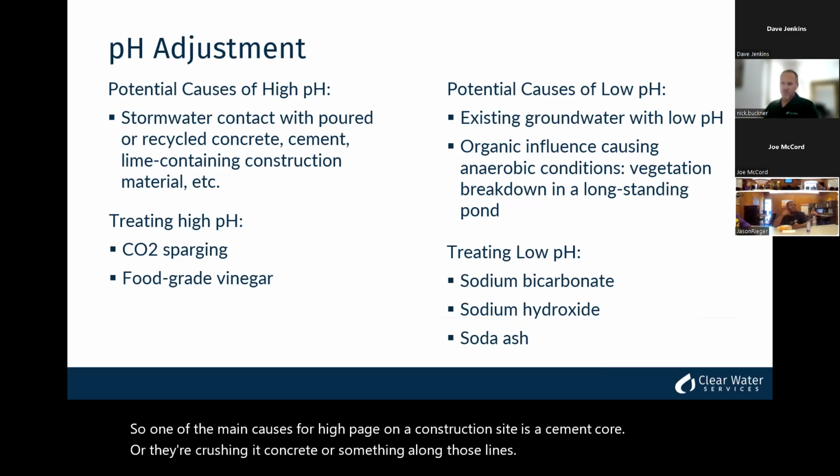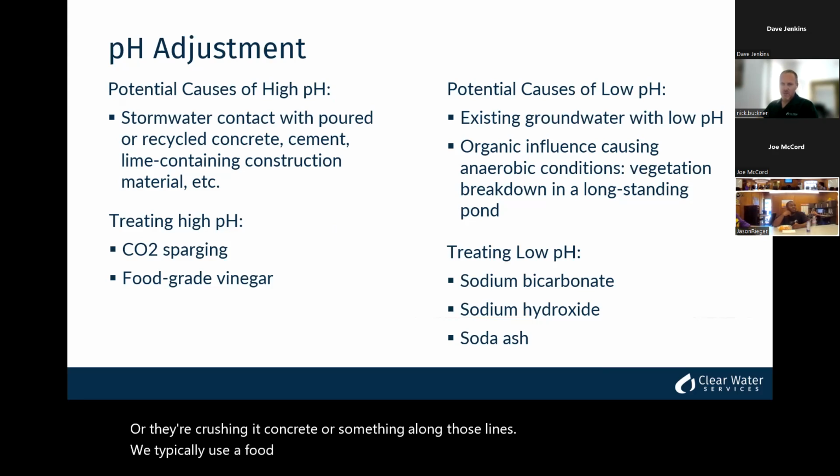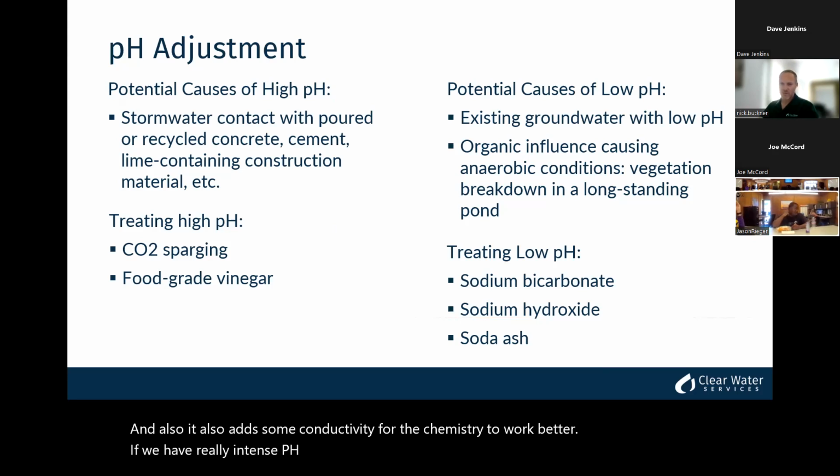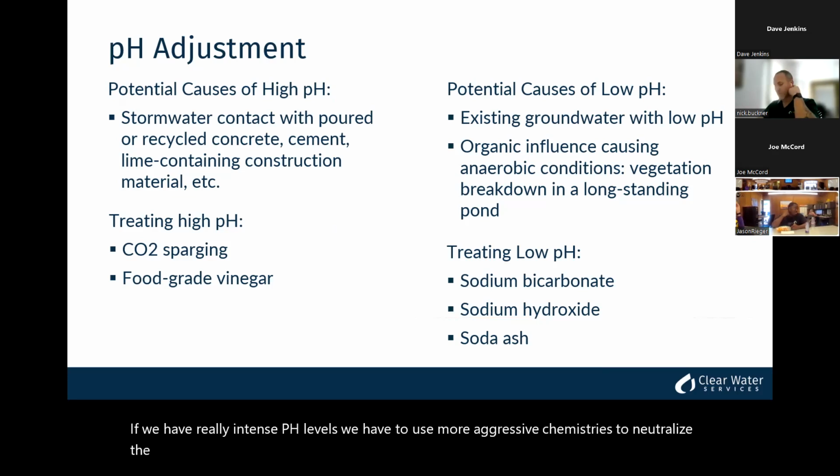We typically use a food grade citric acid to lower the pH and sodium bicarbonate to raise it. And also, it adds some conductivity for the chemistry to work better. If we have really intense pH levels, we have to use more aggressive chemistries to neutralize the water. So we like to use the food grade stuff because it's just easier and safer for everyone involved.